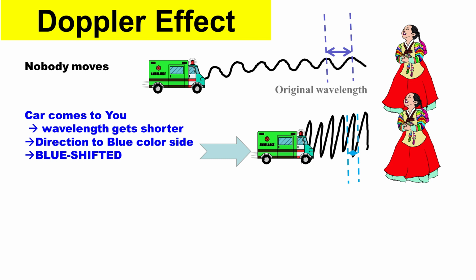As it gets closer, the wavelength of the siren gets shorter. Short wavelength is the blue color side: higher frequency, higher energy, higher pitch. The wavelength gets shorter toward the direction of the blue color. We call this blue shifted wavelength.